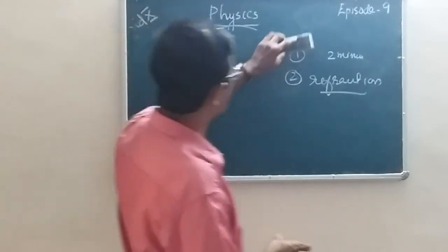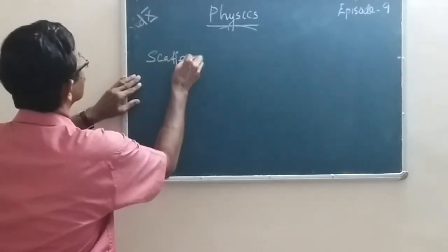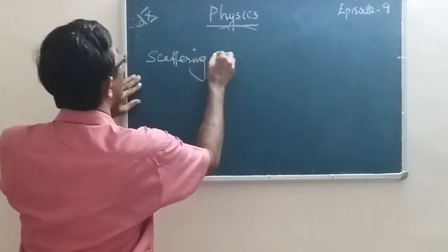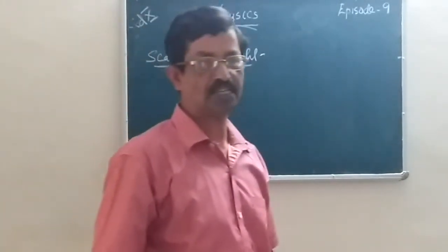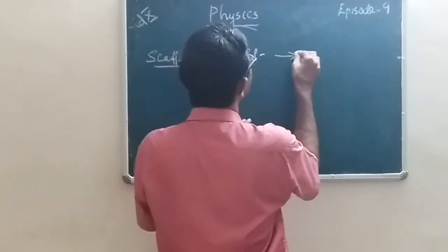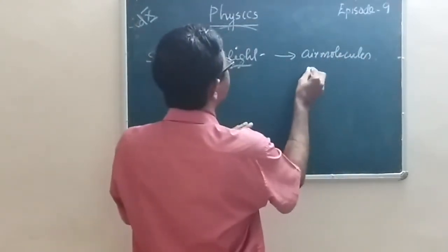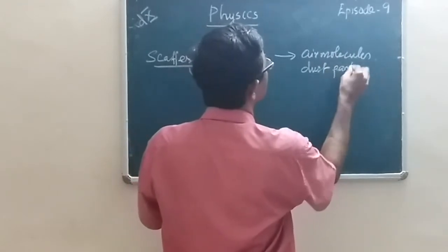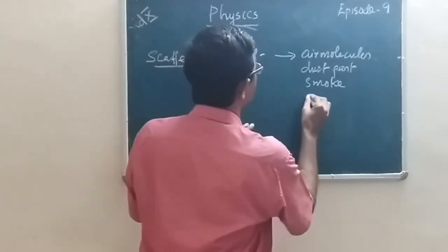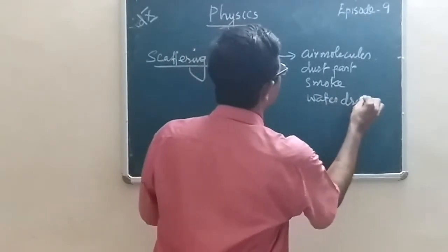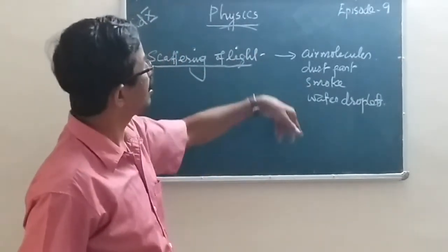Now we are going to discuss another term, that is scattering of light. What is it, sir? Scattering of light. We know the atmosphere is filled with air molecules, dust particles, smoke, water droplets, and other types of small molecules.